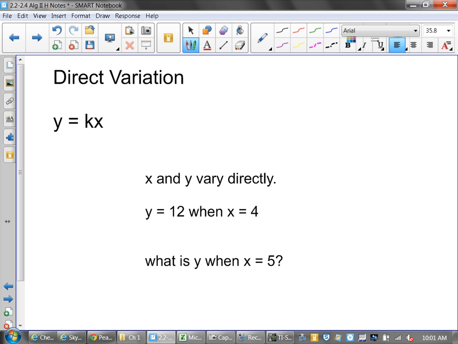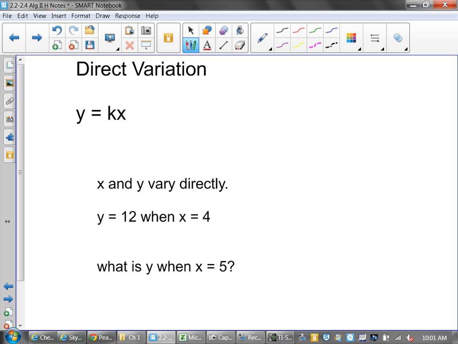Direct variation. Direct variation is basically y equals mx plus b without b. That value of k acts as if it's a slope. There's just no y-intercept, it's 0. The b value is always 0 here, so it always starts through the origin.